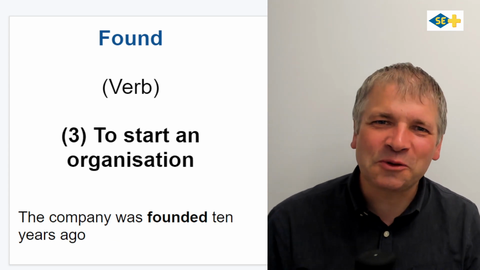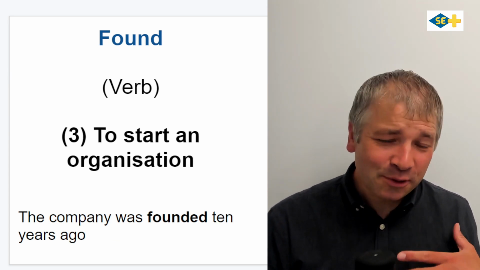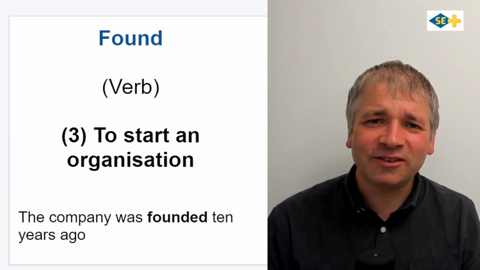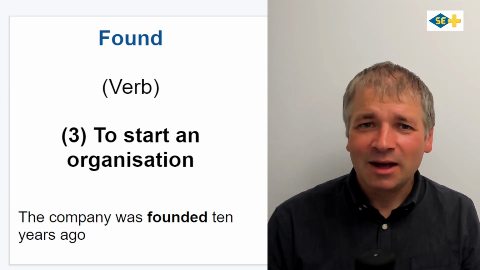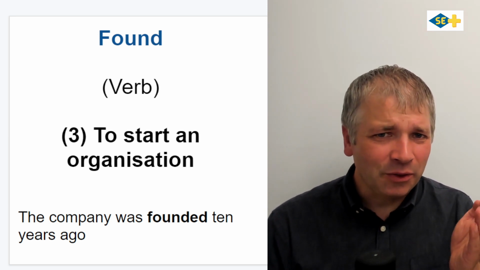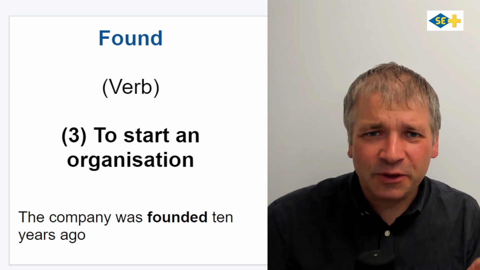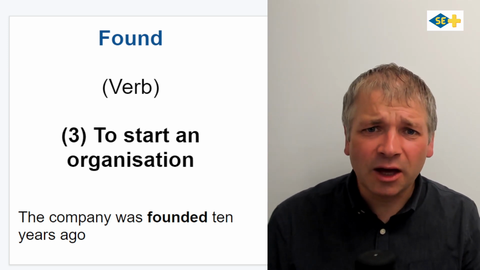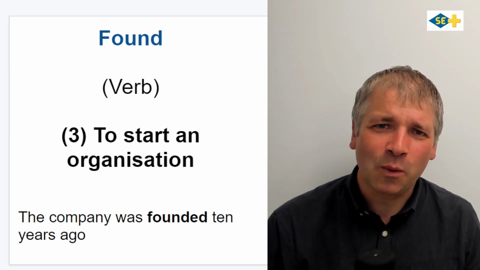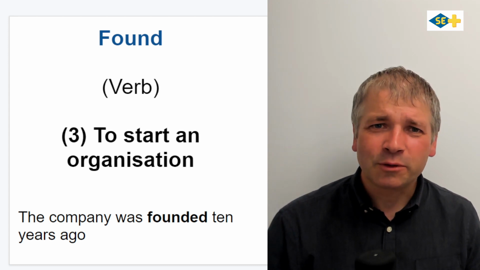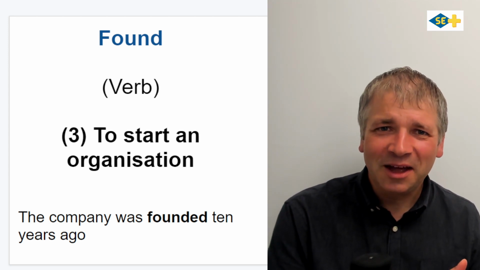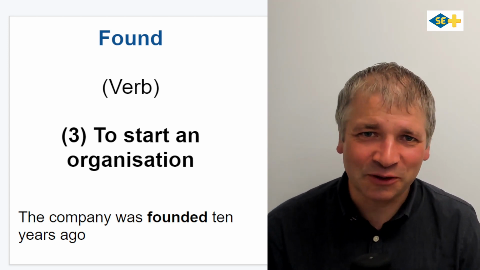But do you know the third meaning? The third meaning is to start an organisation. For example, the company was founded 10 years ago. This is a common word used to talk about the date or the year or the time when something official began, when something was founded. And this is a use maybe you weren't quite so well aware of before. So find and found, 3 important uses. They're all used a lot, but not just to do with discovered.